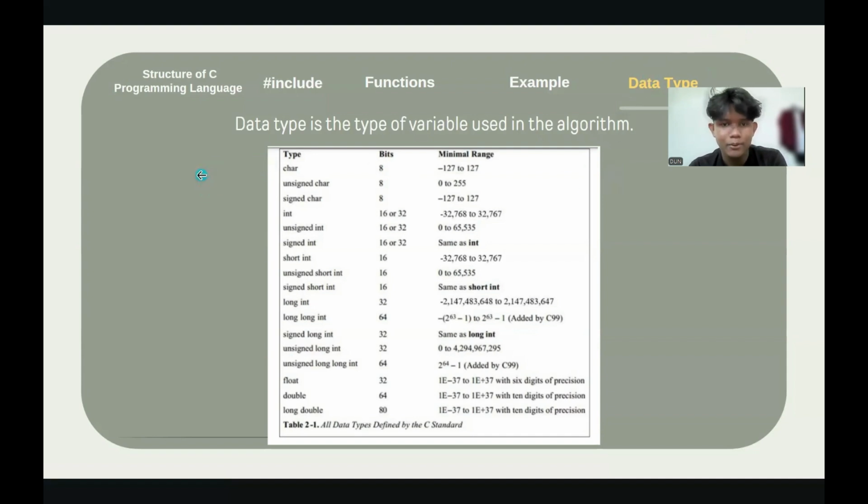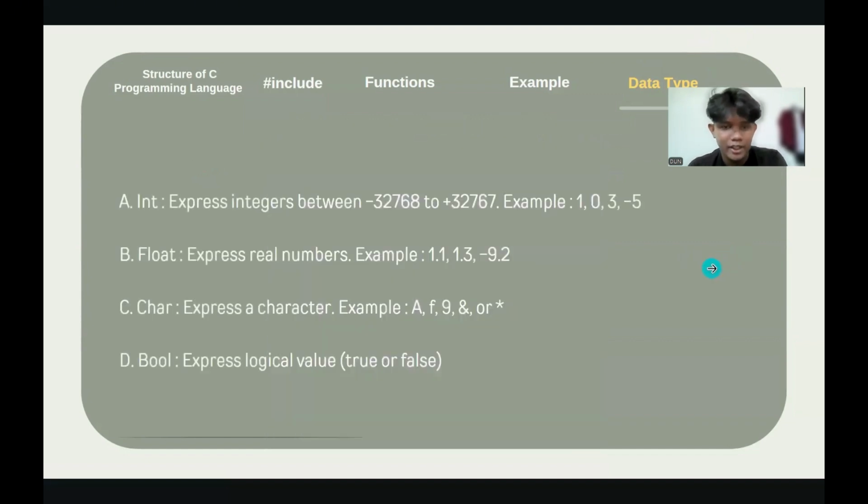Data type is the type of variable used in the algorithm. Here are some of the data types that are defined by the C standard and used in the C language, but I'm only going to explain 4 of them that are commonly used. So the first one is int.